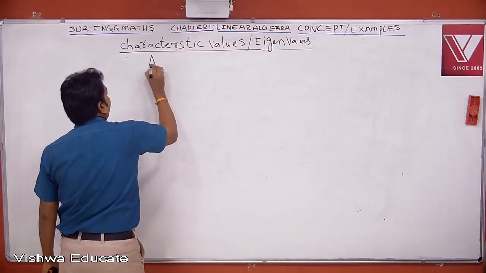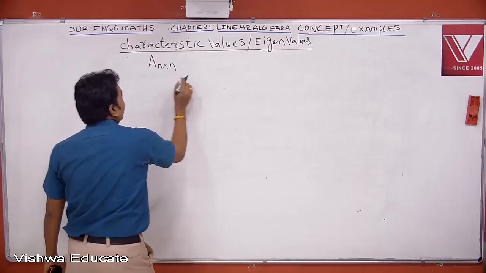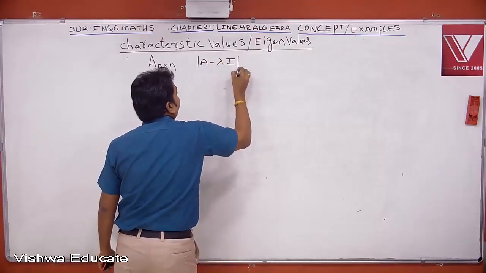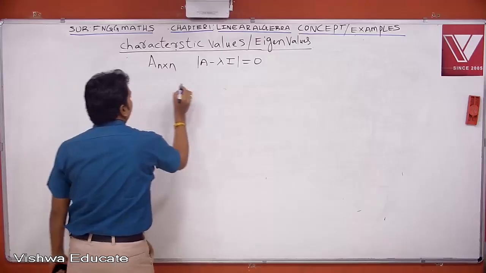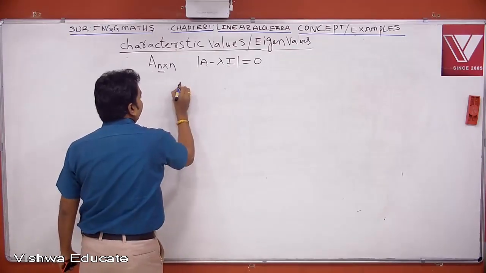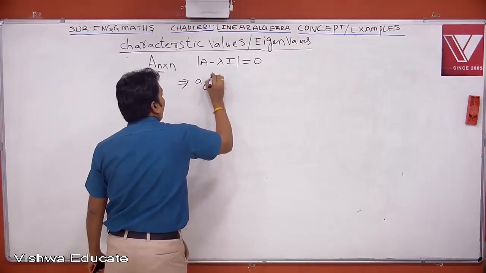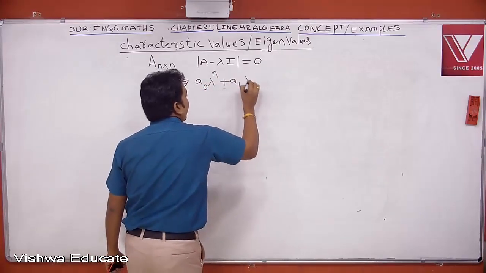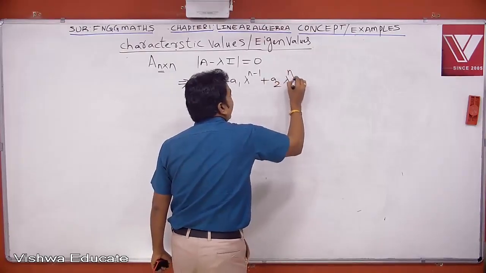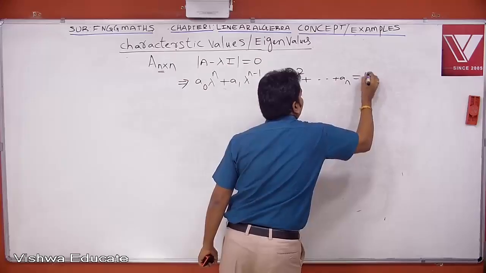Suppose A is an n cross n matrix. Now when you define its characteristic equation, it is in the form det of A minus lambda I equal to 0. Since this is a general value of n, when you simplify, this equation resembles the form a0 into lambda power n plus a1 into lambda power n minus 1 plus a2 into lambda power n minus 2 plus and so on plus an equal to 0.